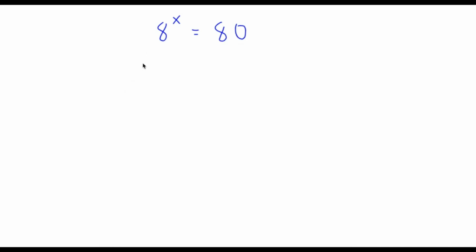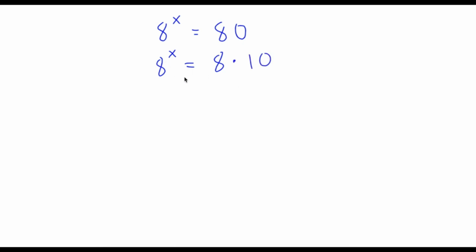In today's video, I'm going to be teaching you how to solve this exponential equation. So we have 8 to the power of x is equal to 80. Now, the first thing I'm going to do is rewrite 80 as 8 times 10. So we have 8 to the power of x is equal to 8 times 10.